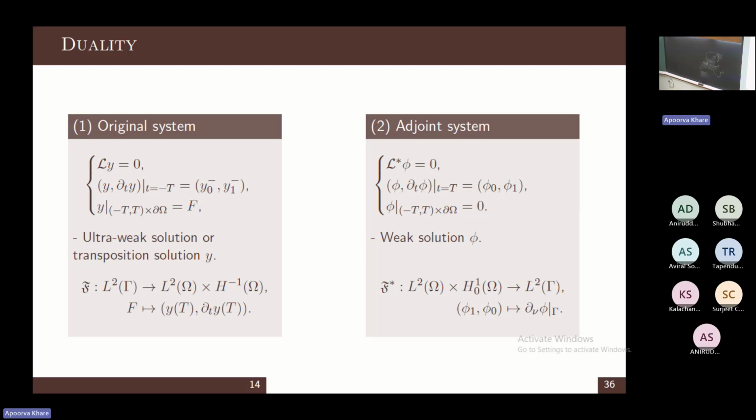It's because of this notion of duality, which is basically you take the original system and then find the system dual to it. So what is the system that we had? This is the control system, and then this is the adjoint system to that. So Ly is 0 will give us L star.